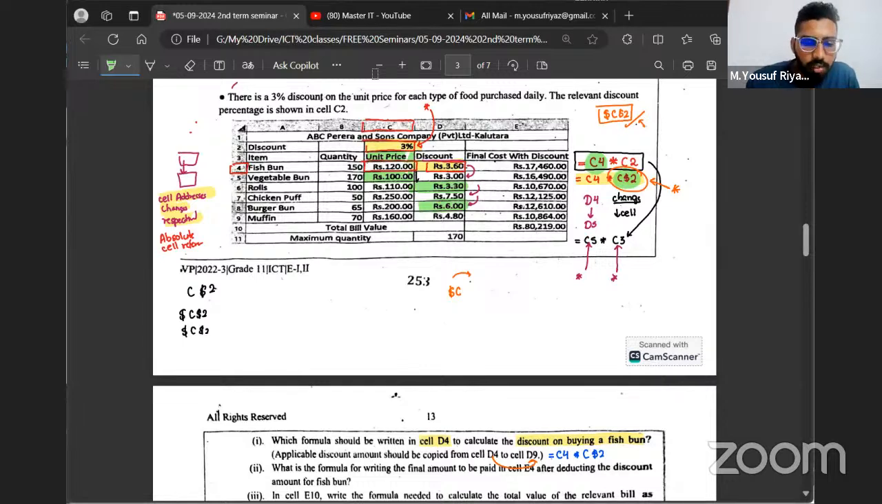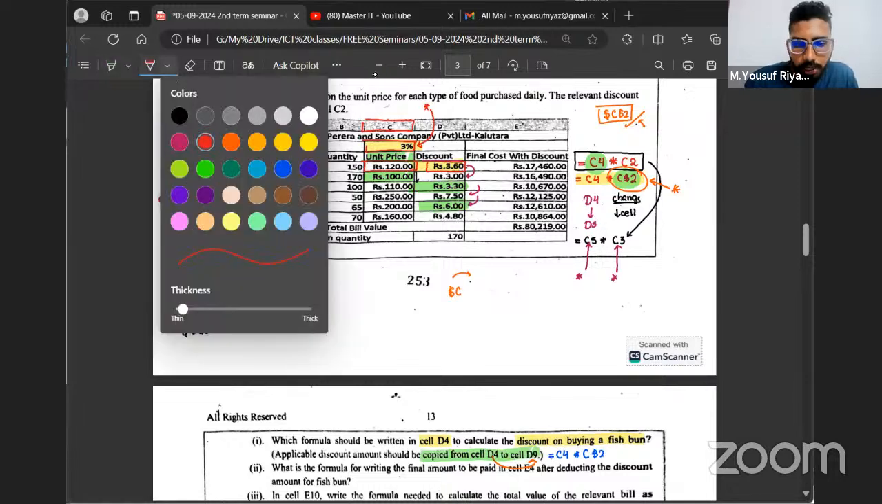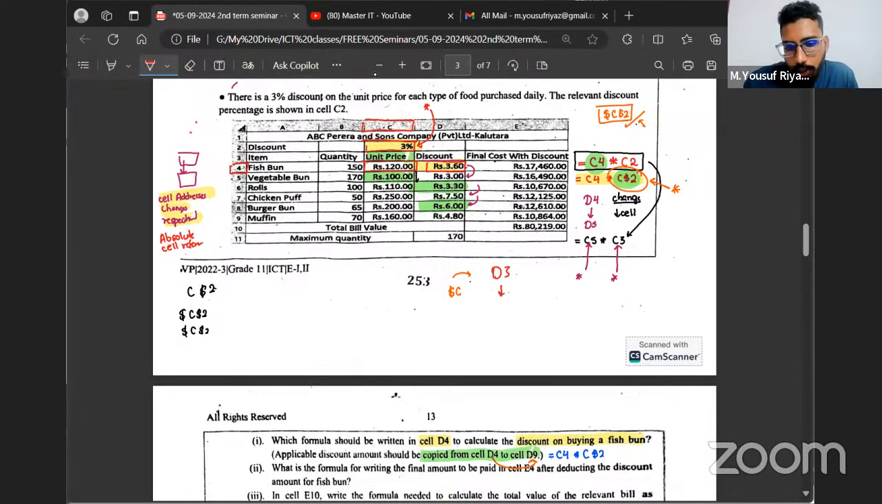Now here, as per the given scenario, we are going to copy from D3 to the cells from D4 to D9. But D4 to D9, they're in the same column. It's not a problem. If you're going to paste it to a cell in a different column, that is where you have to think about the dollar symbol in front of C. So as per the given scenario, you don't have to think about it. But that is also correct, but not a requirement. Is that clear enough?